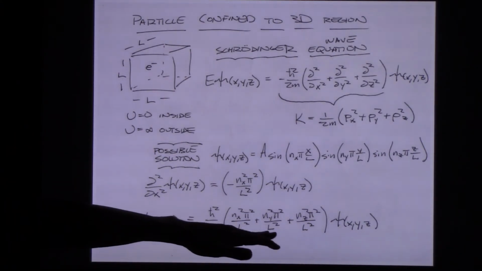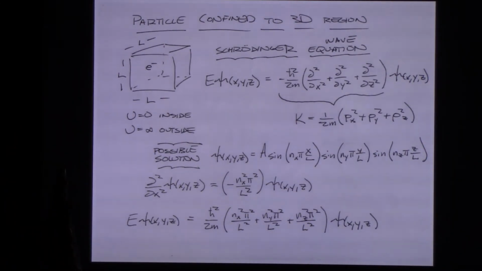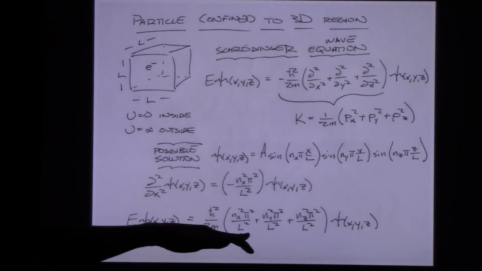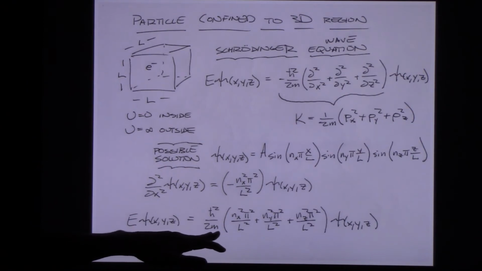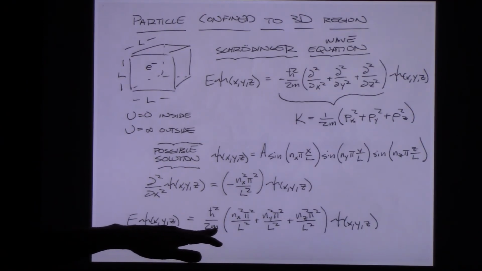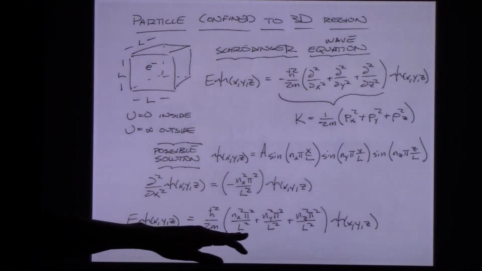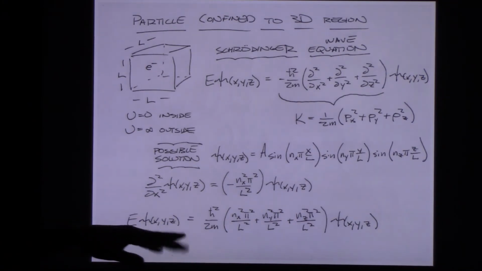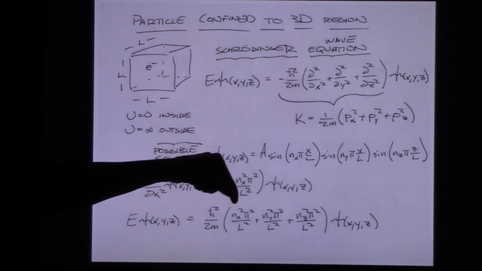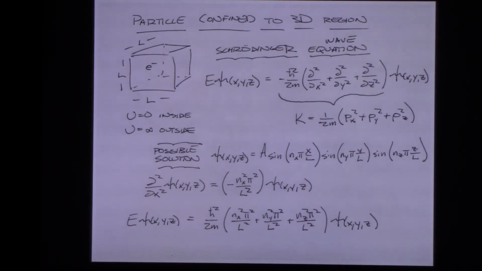So I need to know the dimensions of that cubic region. I need to know L. Since all the L's are the same, there's just one to work from. And then I need to know the mass of the particle inside. Maybe it's an electron. Maybe it's a proton or a neutron. But I need to know what the mass is. And then I need to know Planck's constant. And I need to know not one quantum number, but 3 separate quantum numbers.